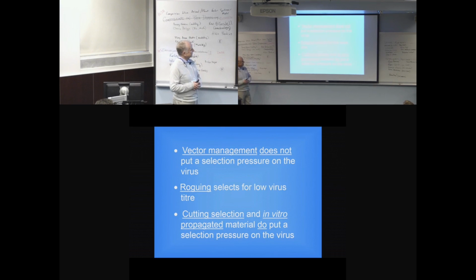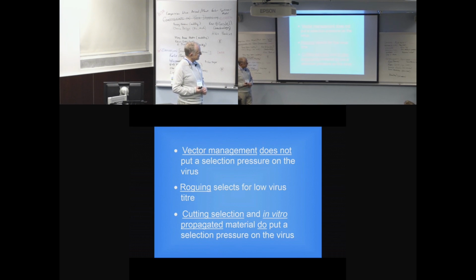I won't go through the outcomes in detail, but it turns out that vector management, in the sense of doing things like netting and other aspects, does not put a selection pressure on the virus to increase its multiplication rate. Roguing actually selects for low virus titer. You can interpret that as, if there's a low virus titer, then the virus is not going to get rogued, because often virus titer is associated with a level of symptom expression.